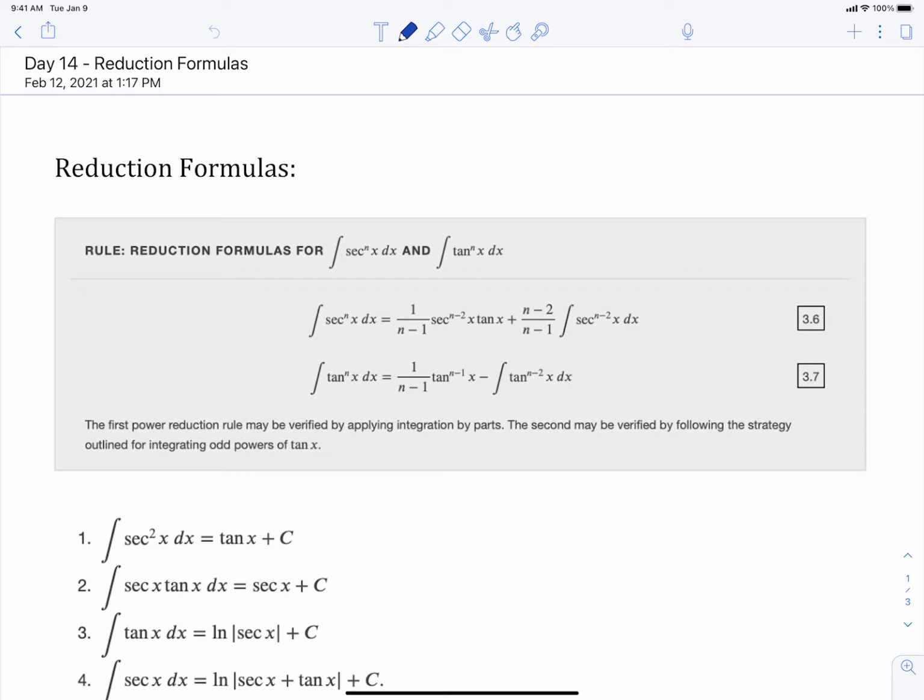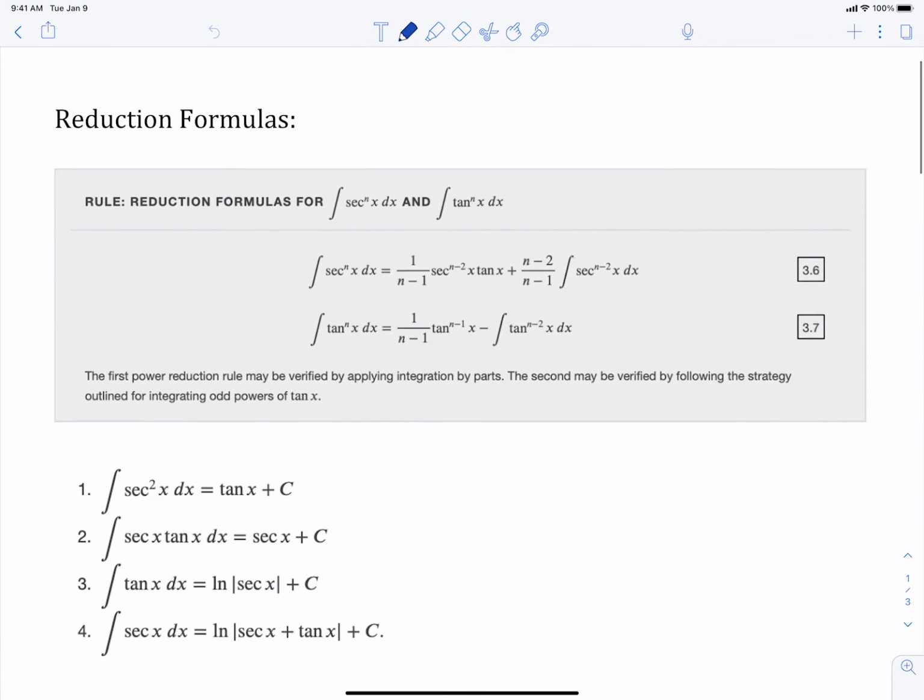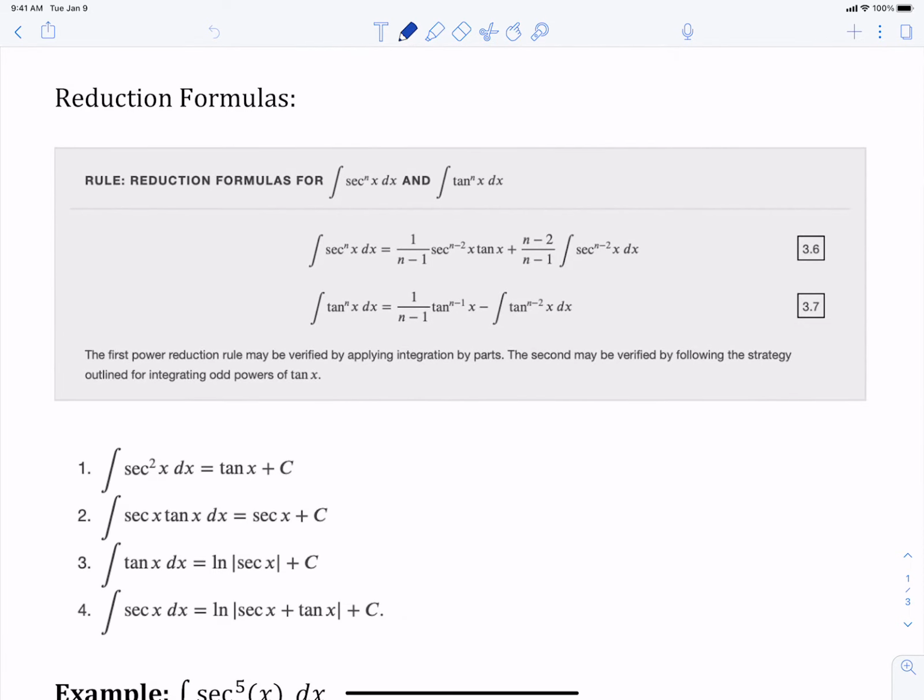All right, we have one last type of trig integral that we want to talk about, and this is when you just have powers of secant or tangent. And we have some reduction formulas that are proved using integration by parts. So you can see how they're proved in OpenStax if you would like to see that. But here are the rules, and I'll show us how to use one here.